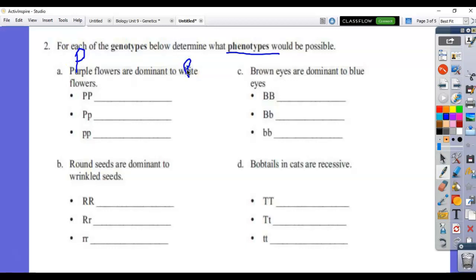So if I have two big P's, what color is it going to be? It's going to be purple, okay? What about if I have a big P and a little p? Which letter is going to win? Which color is going to win? If I have a big P and a little p, the big P is going to win. So they're going to be purple as well. What if I have two little p's? Which one's going to win? Well, they're all the same, so it's little p, so it's going to be white.